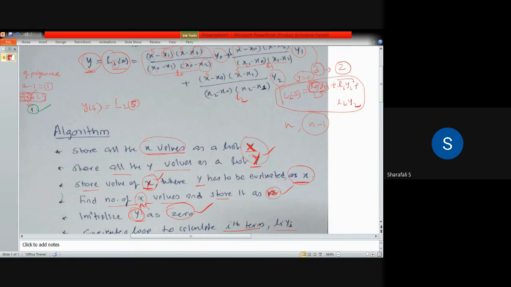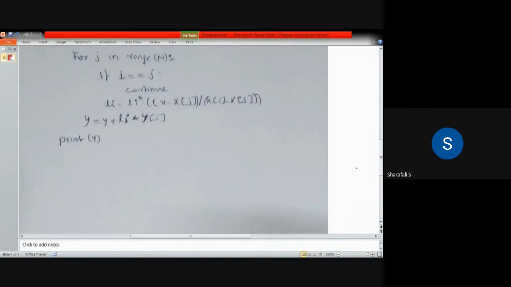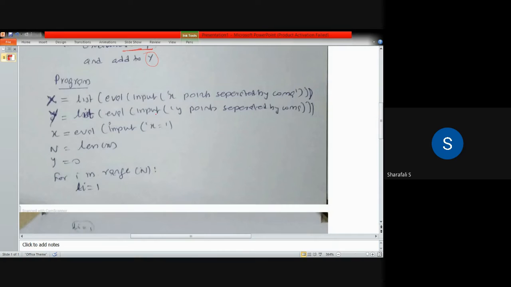And then you have to calculate L1 y1. For that, first we have to calculate what is L1, then multiply that with y1 that is given, and add those values to this y again. Again, you have to find out what is L2, then multiply that with y2 and add this product to y again. Then we will get the total y value corresponding to x equal to 5. So that is how the loop will work. That is this last step that you can see from here.